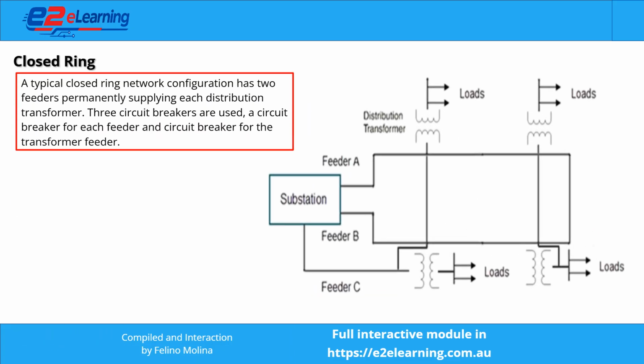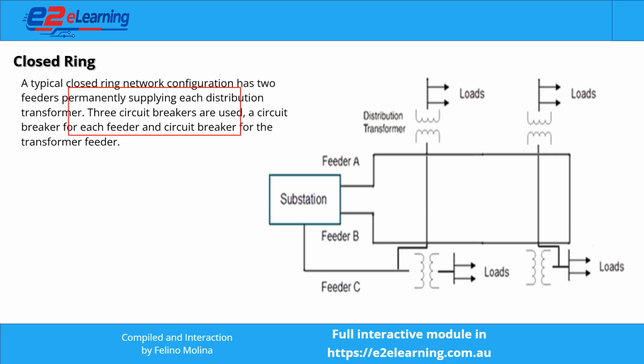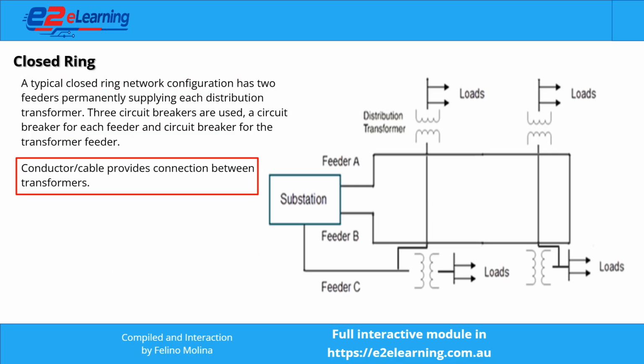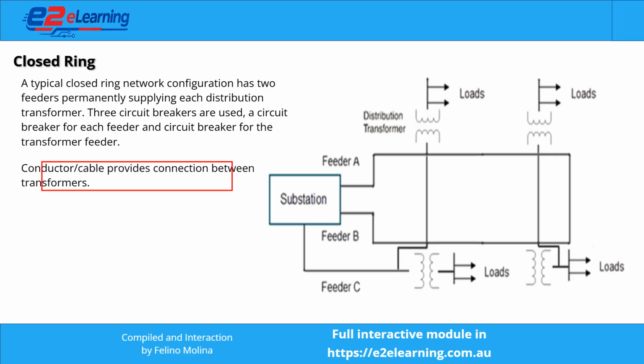A typical closed-ring network configuration has two feeders permanently supplying each distribution transformer. Three circuit breakers are used: a circuit breaker for each feeder and a circuit breaker for the transformer feeder. Conductor or cable provides connection between transformers.